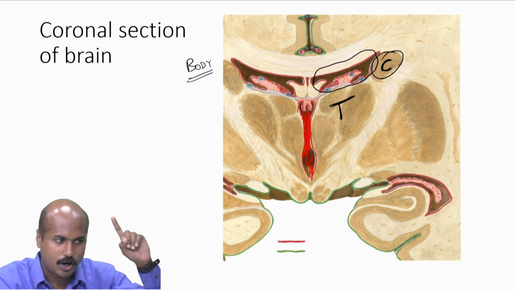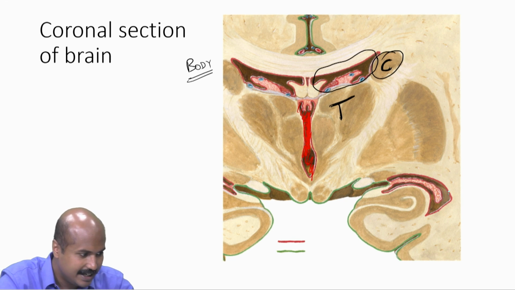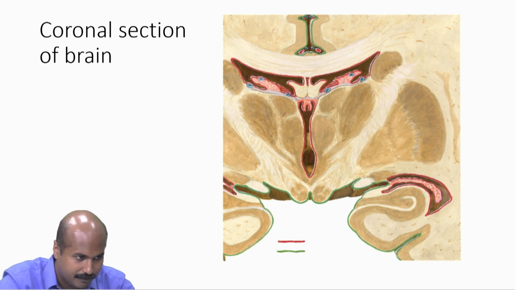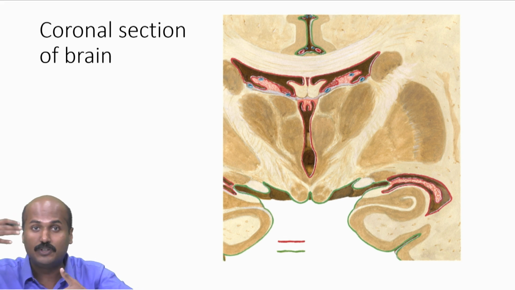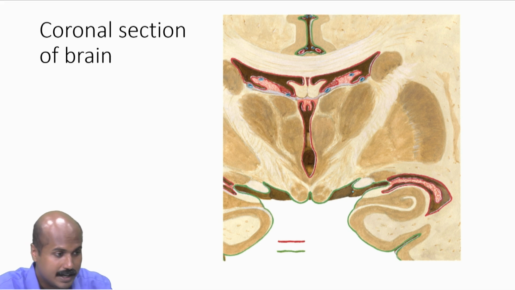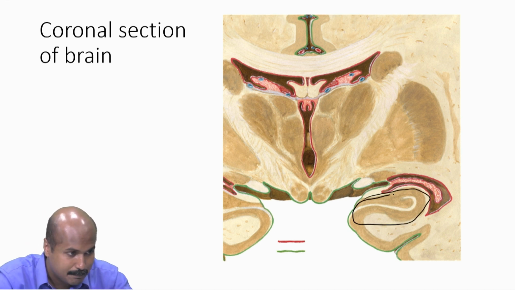So you saw the caudate, you saw the thalamus. Next, what you see here is the coronal section of the inferior horn of the lateral ventricle. And when you see the coronal section of the inferior horn of the lateral ventricle, you know earlier in the dissection you saw that the inferior horn contained the hippocampus in the lower end, in the floor. So that hippocampus is what you are seeing here. This is that hippocampus.